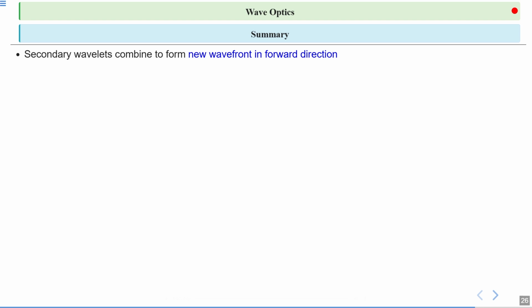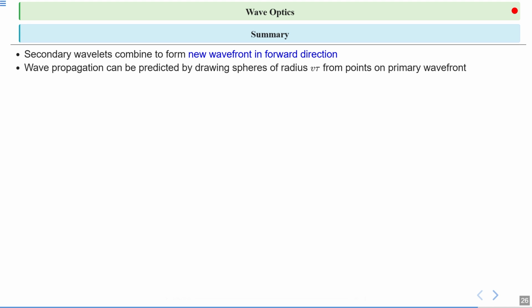Secondary wavelets combine to form new wavefronts in the forward direction. This is a fundamental concept in understanding wave propagation. Imagine these wavelets as tiny ripples that merge to create a large wavefront moving forward.